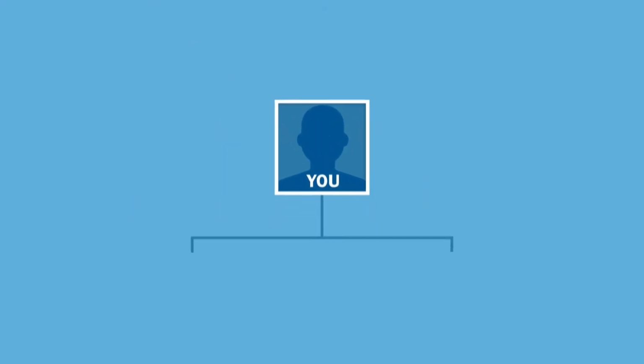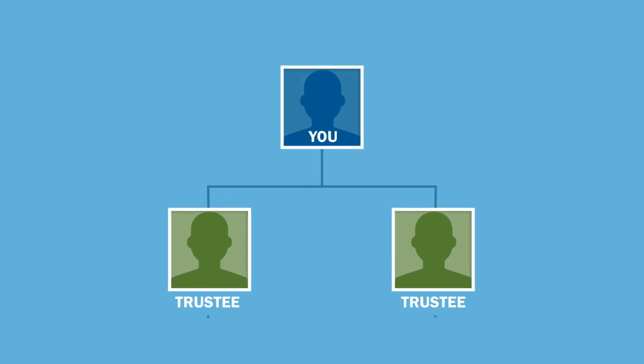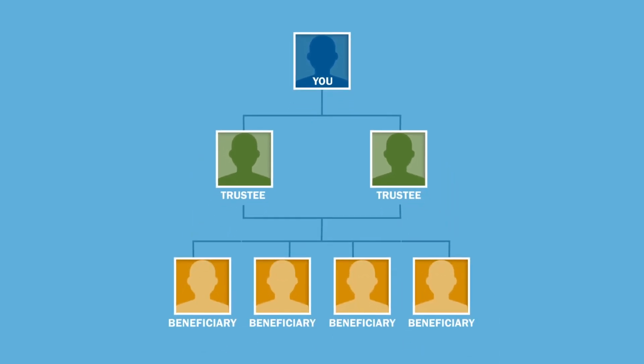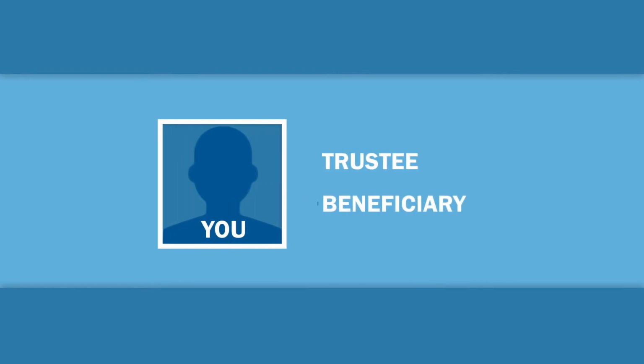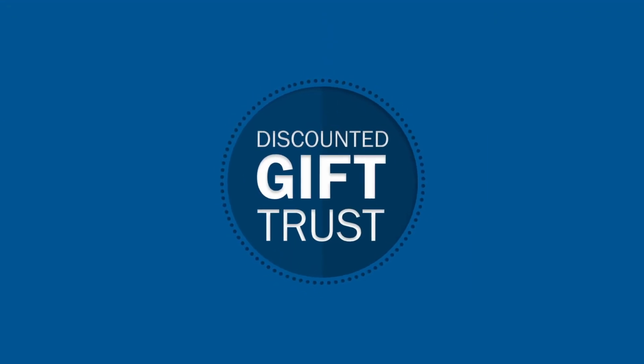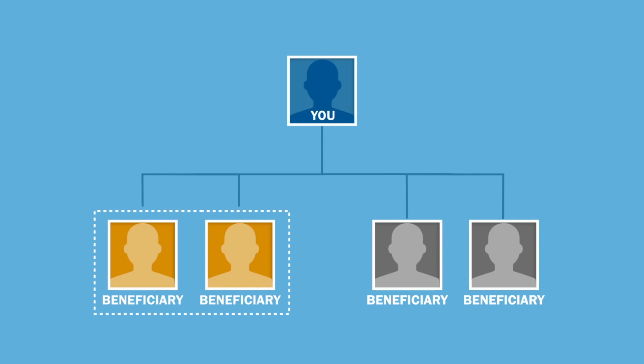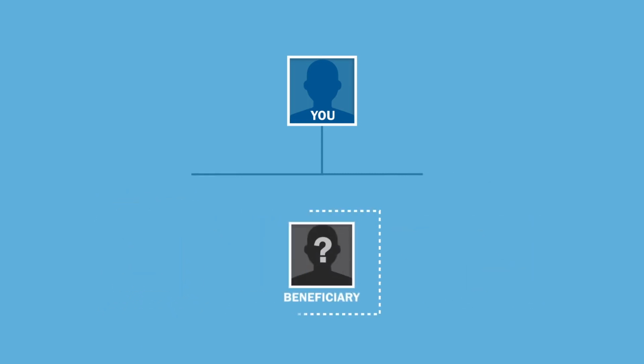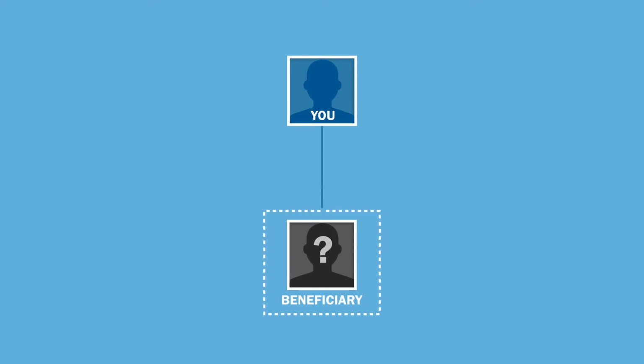The trust is a legal arrangement whereby you appoint both the trustees to hold the investment and the people you want to benefit. These are the beneficiaries. You, as the investor, can be a trustee, but you cannot be a beneficiary. With a discounted gift trust from Canada Life, you can name specific beneficiaries that cannot be changed. This is called a bare trust. If you do not want to name specific beneficiaries or want to give the trustees the ability to change who benefits, you can use a discretionary trust, as you are providing the trustees with discretion.